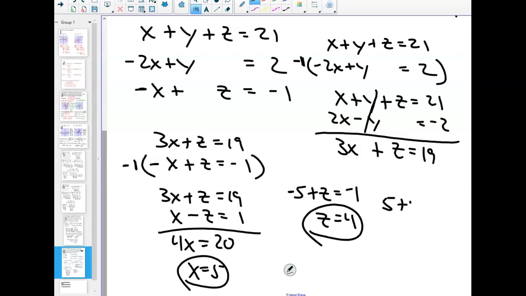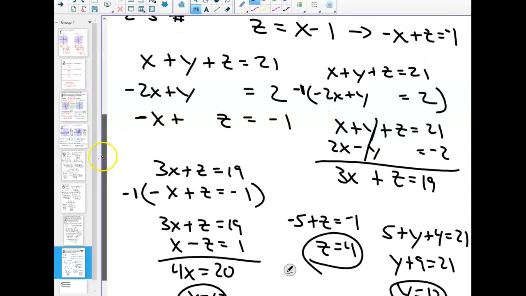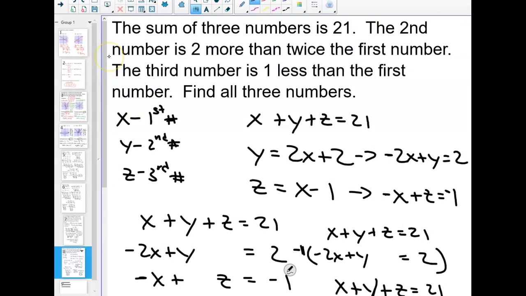And 5 plus y plus 4 equals 21. Y plus 9 equals 21. Y equals 12. And those are my three integers. 5, 12, and 4. All three add up to 21.